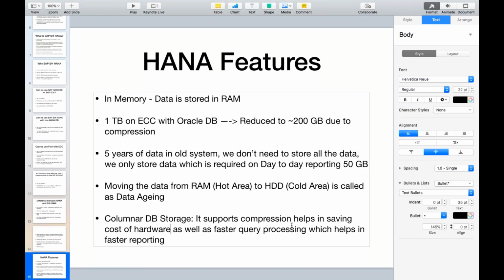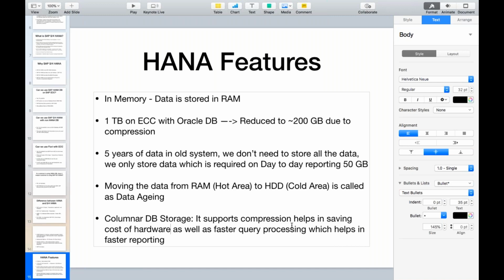Clear on this now? Now you understood what is columnar database storage, and what is the benefit of column-based data storage. Any questions till now in understanding in-memory and column-based data storage?